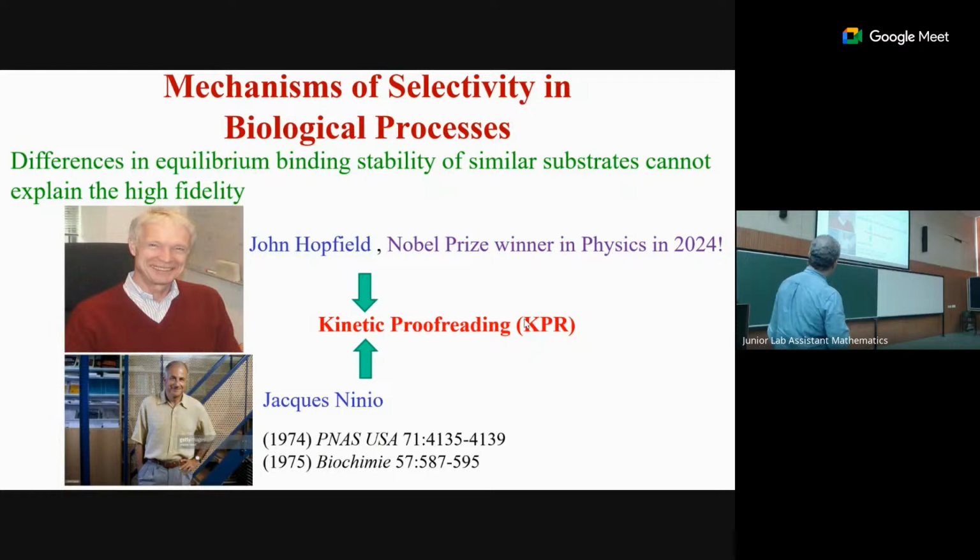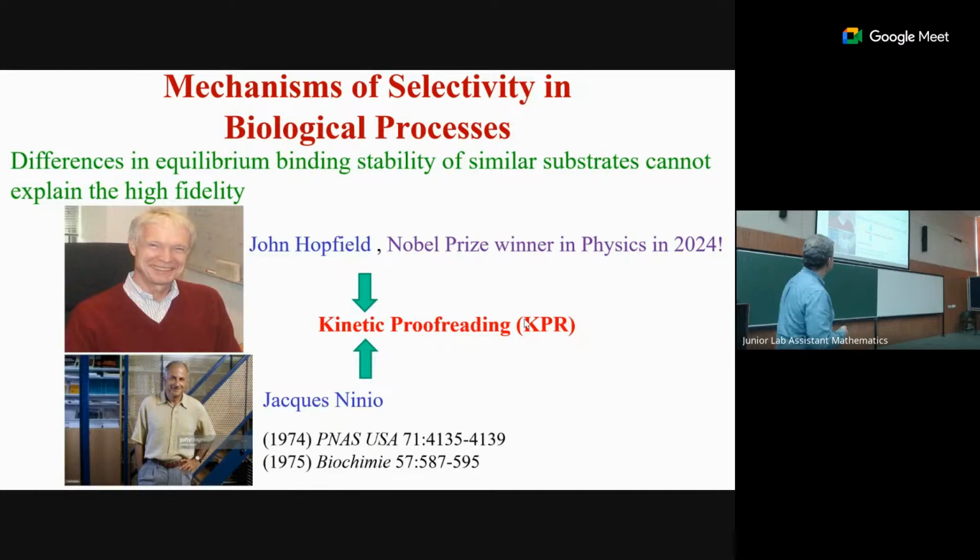Now, there are 2 important people who made contributions to this kinetic proofreading, and one of them is John Hopfield, Nobel Prize winner in physics in 2024. Not for this work, for associative memory, although I think this work is better. Another person was Jacques Monod, French scientist. So Hopfield had a paper in PNAS in English. Jacques Monod had a paper in French in Biochimie. Who reads French journals? I don't know. So people don't know much about Jacques Monod, although the work is as good as the Hopfield work.